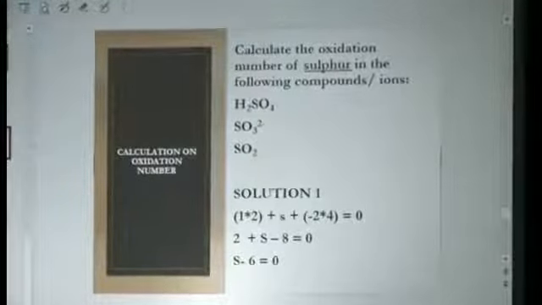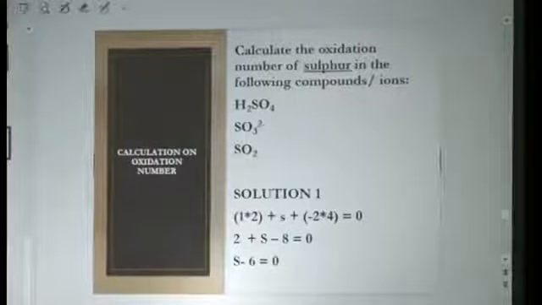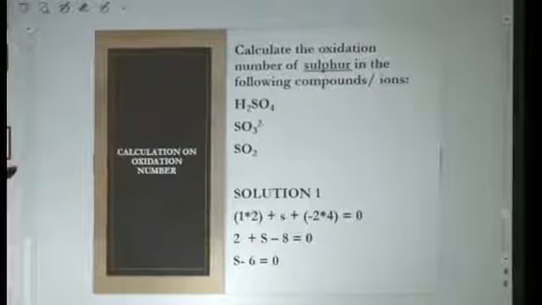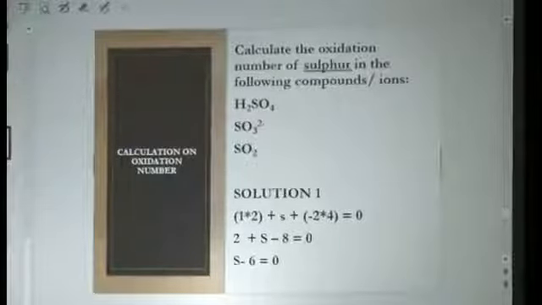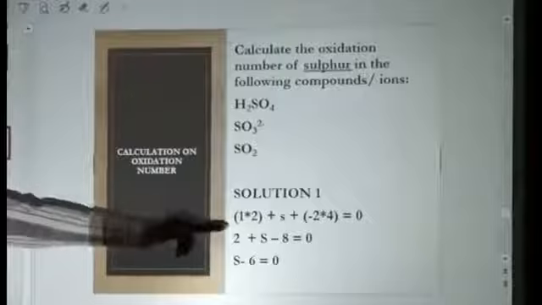Let's look at our solution. This is a compound. It's a neutral compound. Now, we have said that the oxidation number of hydrogen in a compound is equal to +1, except in a hydride. This compound here is not a hydride. So it means the oxidation number of hydrogen here is equal to +1. But there are 2 atoms of hydrogen.